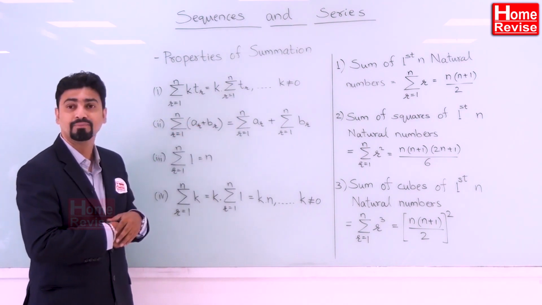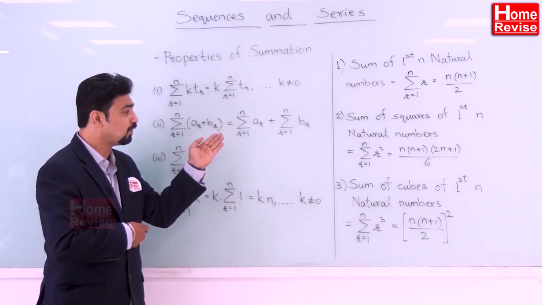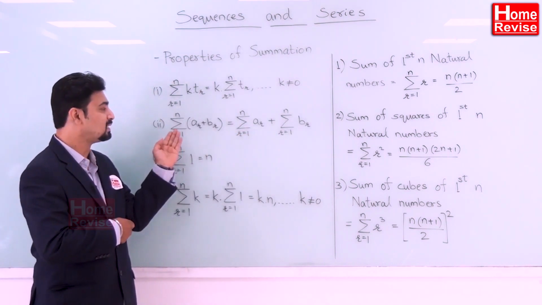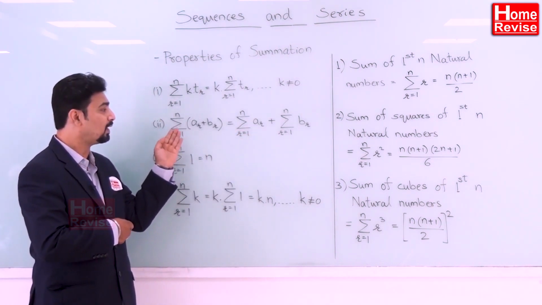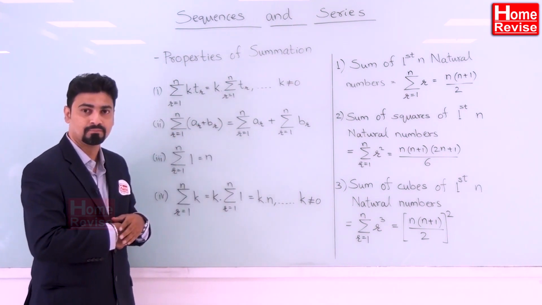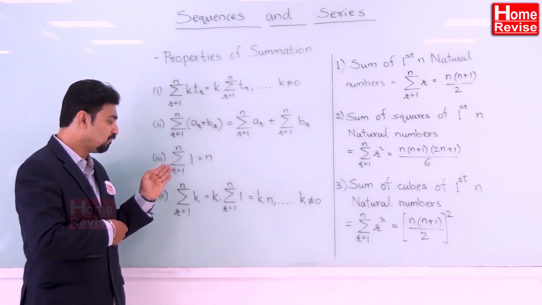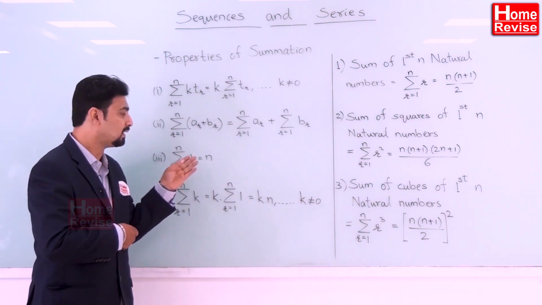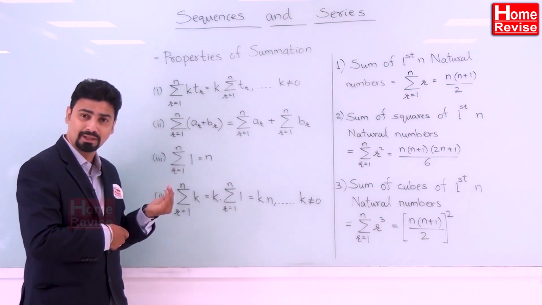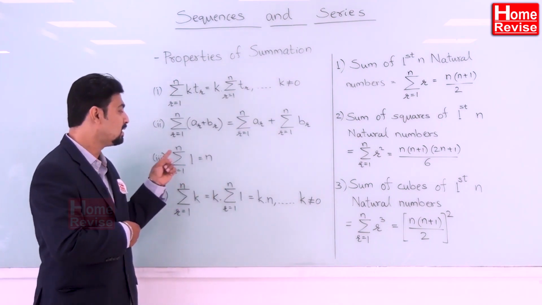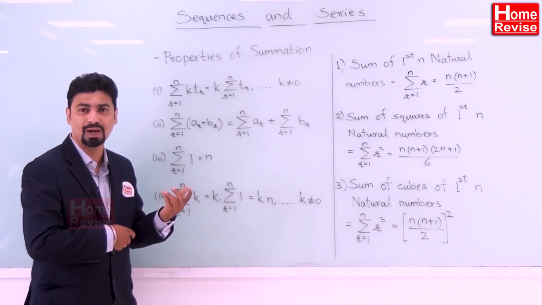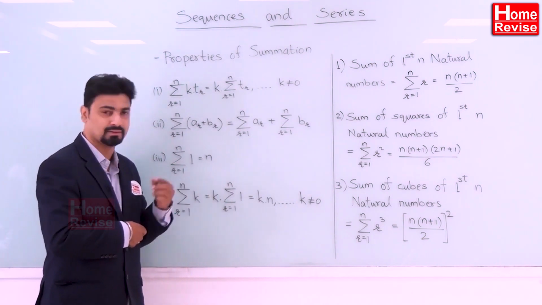The second property of summation is summation of r equal to 1 to n of (ar plus br) can be written as summation of ar plus summation of br. So the summation sign can be split over ar and br separately. The next one is summation from 1 to n of the number 1 is nothing but n, because this is simply 1 plus 1 plus 1, how many times? N times. So 1 added n times is nothing but 1 into n, which is again simply n.